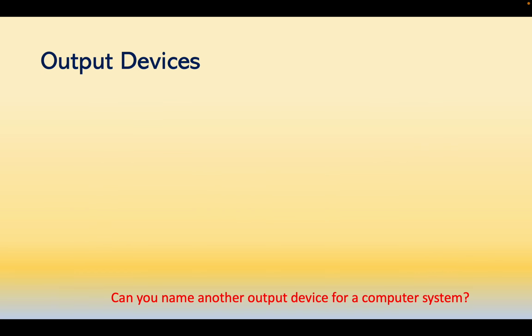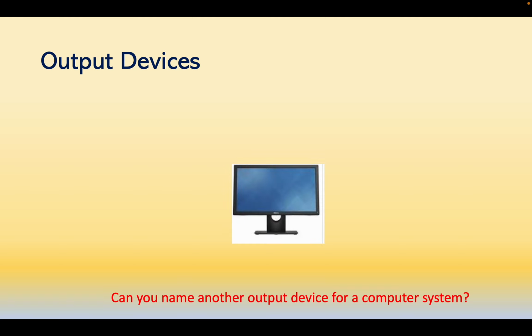So, output devices. How does the information which has been processed get used? How is that sent from the processor? What do we do with the results of the processing of our input? Okay, so an obvious one is that it'll appear on a screen.